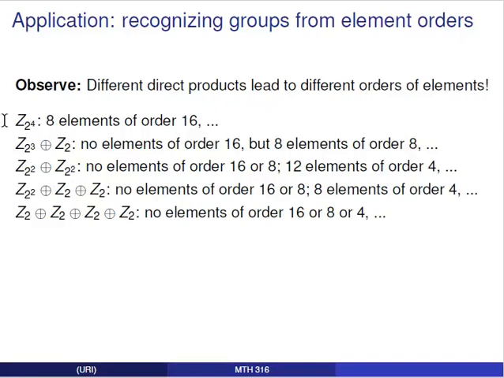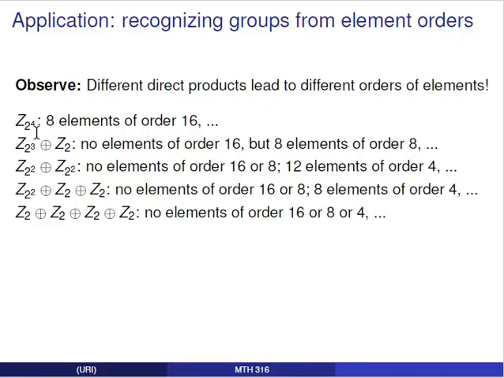Now, the group Z16 has a generator. It's a cyclic group, so there should be an element of order 16. And in fact, there are 8 elements of order 16. So if you have a group that has order 16 and it's abelian, and you want to know which of these 5 groups it's isomorphic to, you might start by looking for an element of order 16, and if you find one, you'll know that you're looking at the group Z16.